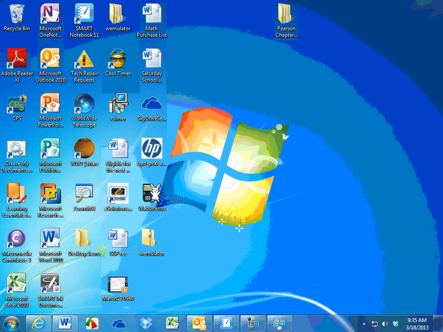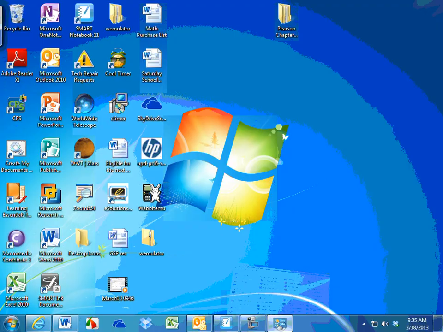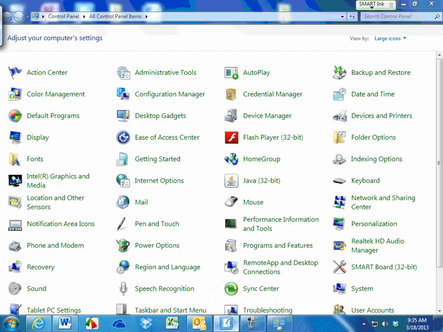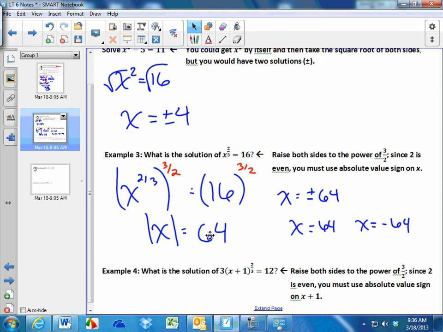All right, so let's see if we can do this. Pull up the... Yeah, we're not going to be able to do that there. Or is it pulling? Nope, it's not pulling it up. All right, we'll just have to do that off camera. We're going to take our calculator and plug in 64 and negative 64 just to see if they work. All right. So grab your calculator.